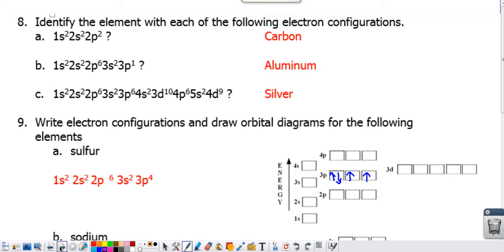This one's really easy. Just do 2 plus 2 plus 2. You got carbon. Or do this one, you've got aluminum. This one, you've got silver. But another way, let me pull up a periodic table here and show you something else.